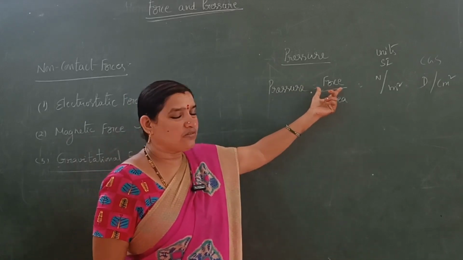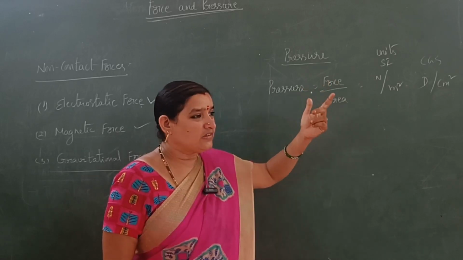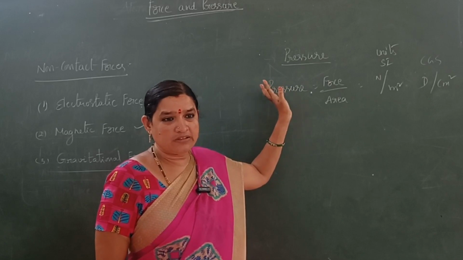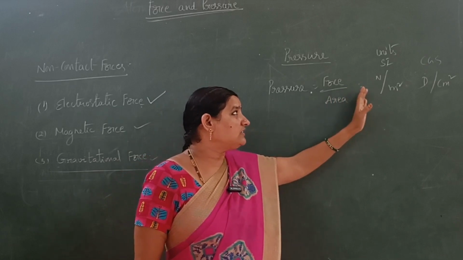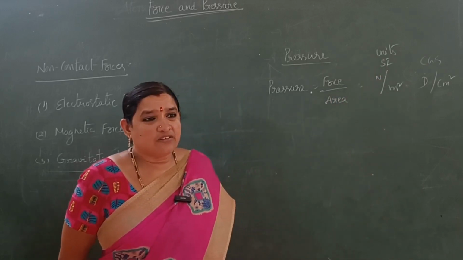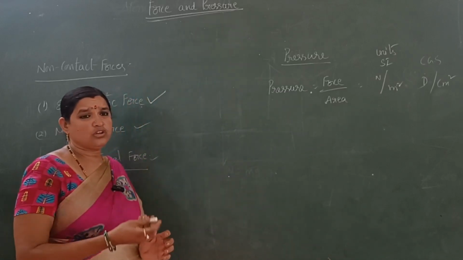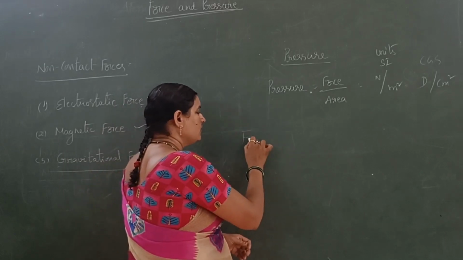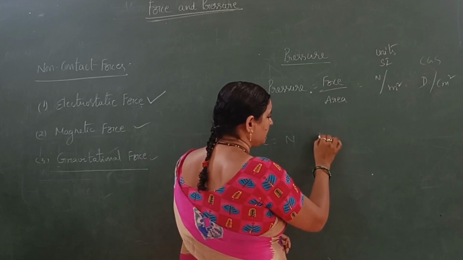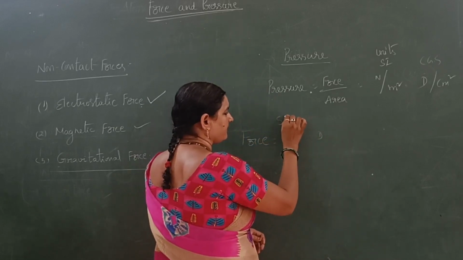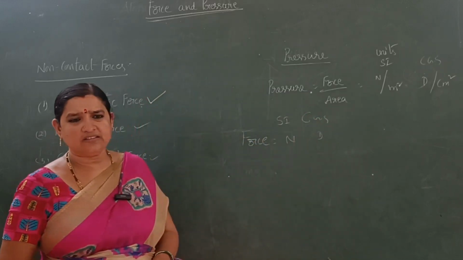What is the formula for pressure? Pressure is force by area. The force applied on a fixed area is called pressure. So the formula is pressure is equal to force by area. The unit of pressure is Newton per meter square or Dyne per centimeter square. What is the unit of force? The SI unit of force is Newton and the CGS unit is Dyne.